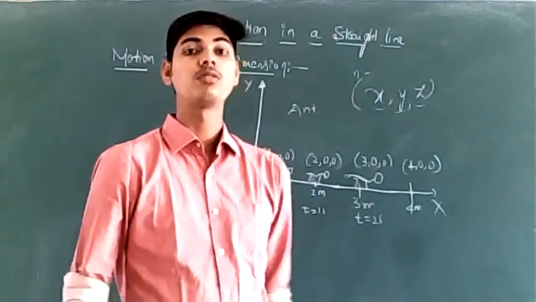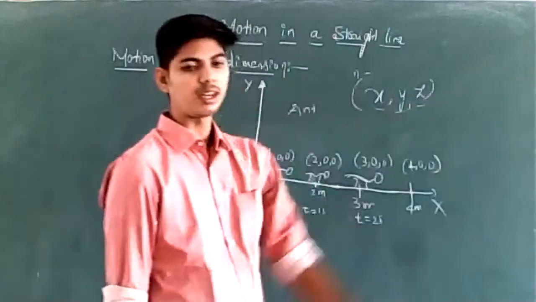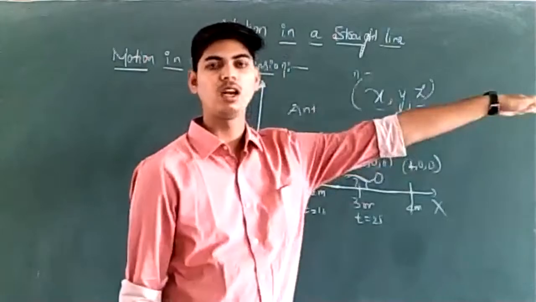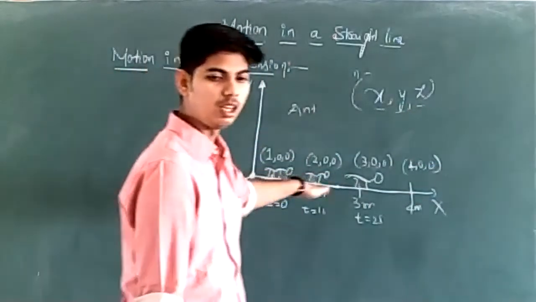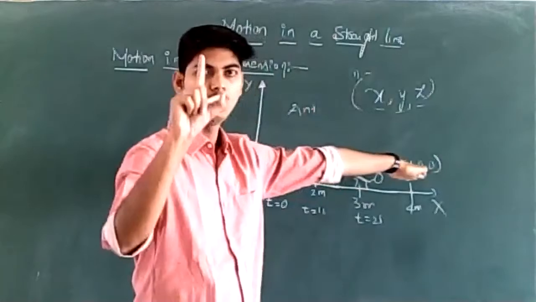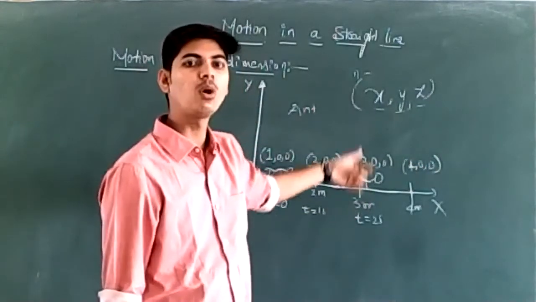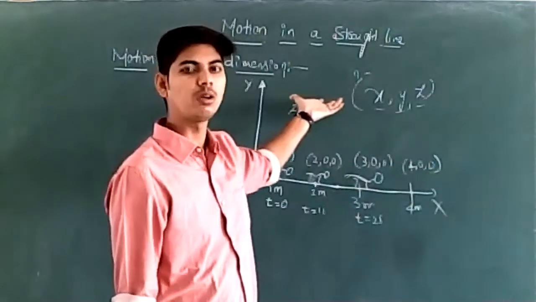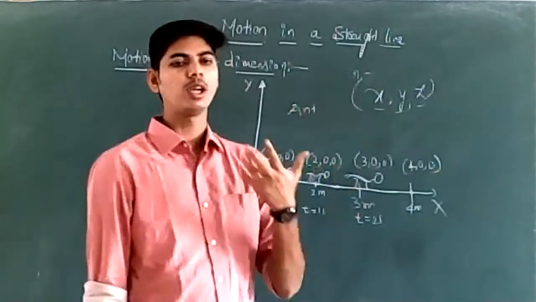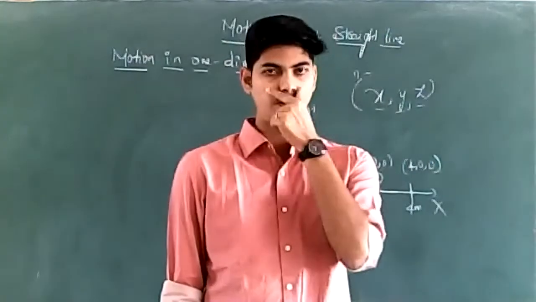Is that clear? Or, very simply, motion of a particle along a straight line is called one dimensional motion. If a particle is moving along a straight line, only one coordinate of it will be changing with time. However, if only one coordinate changes with time, then we say the motion of that object is one dimensional motion. So you can define it in either way. Motion in one dimension can be defined in two ways.